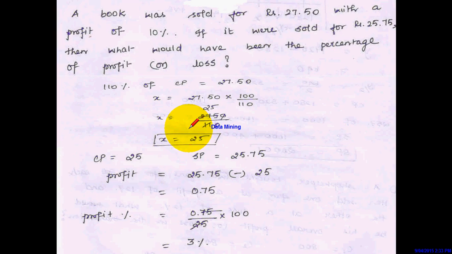A book was sold for rupees 27.50. So your selling price is 27.50 and the clue is it is a 10% profit. Actually, this transaction has incurred a 10% profit. So what is the assumption you have to make? Our cost price is 100, 10% profit. So 100 plus 10, 110% of my cost price is equal to my selling price.